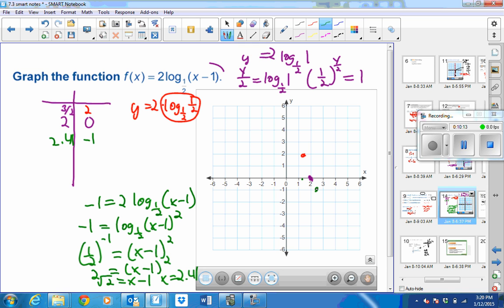Now our asymptote is no longer at x equals 0 because this function has shifted because of this minus 1 here, and it shifted to the right one. So our asymptote is now at x equals 1, and we have the basic shape of our function, and so it's going to hug that asymptote as it comes down and continues this way.